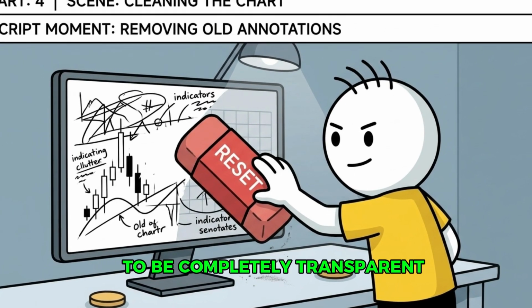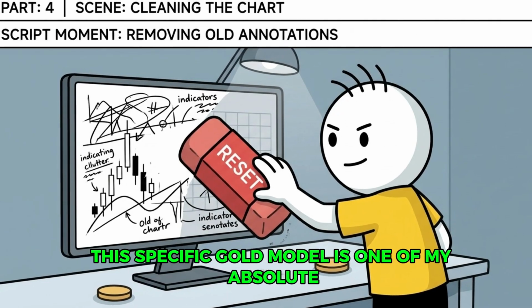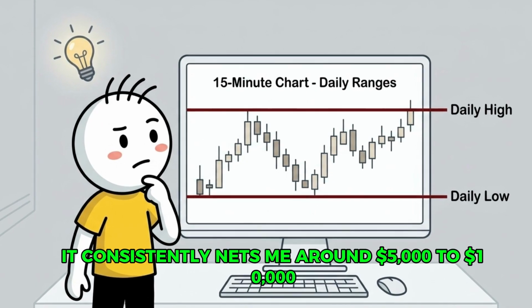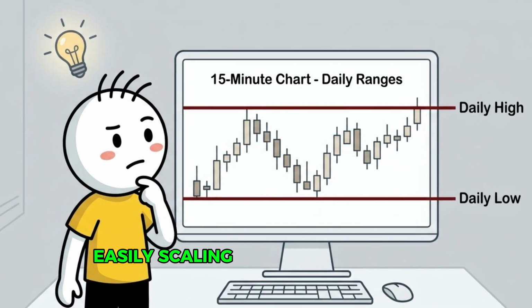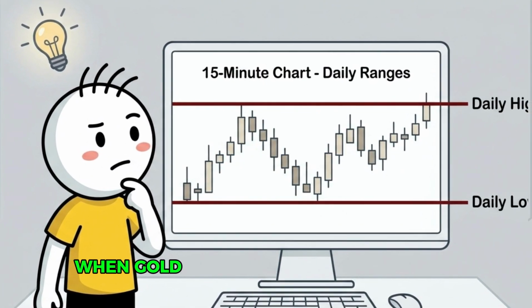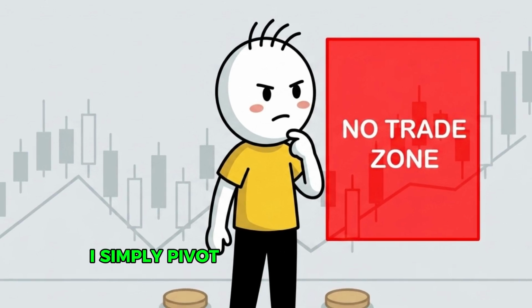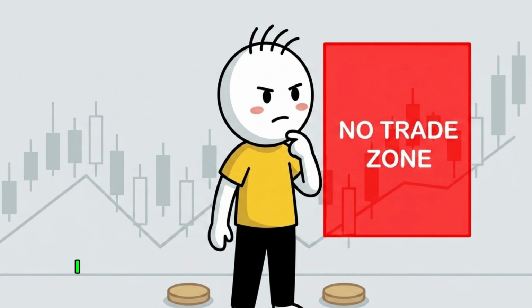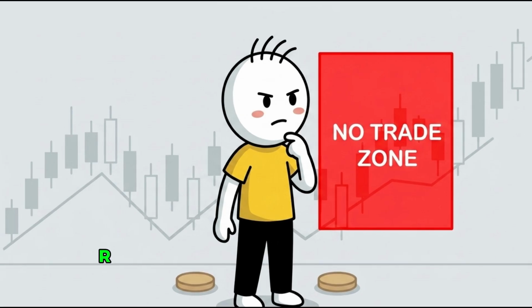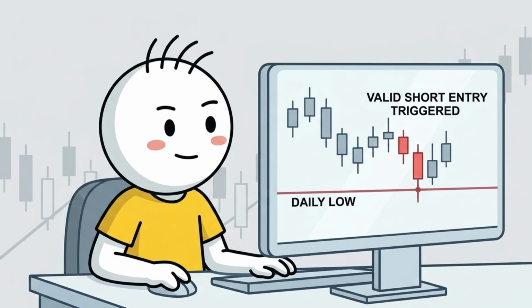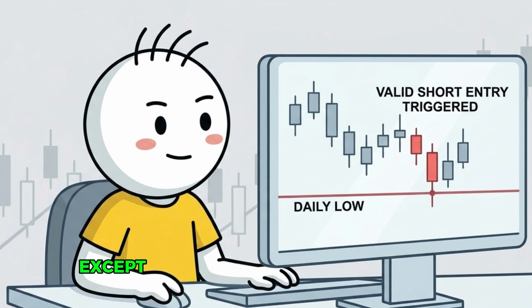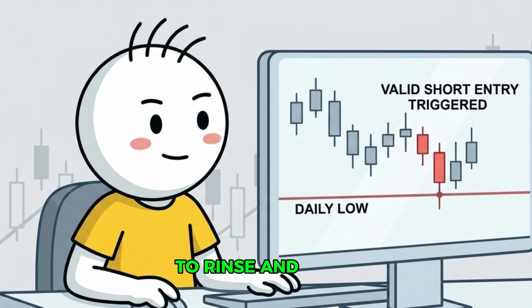To be completely transparent, this specific gold model is one of my absolute personal favorites. It consistently nets me around $5,000 to $10,000 every single month, easily scaling past the $10,000 mark during high-performing months. On the rare days when gold doesn't give me a valid setup, I simply pivot to other single candle setups in my routine. I wipe the lost position from the screen, log a good old-fashioned -1 RR into my journal, and keep moving forward. Since my single trade for the day is done, there is absolutely nothing left for me to do except show up at the next daily close to rinse and repeat.